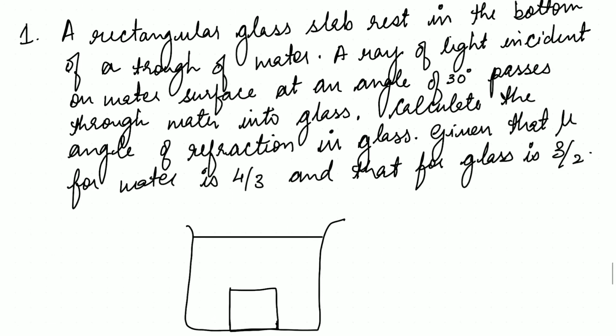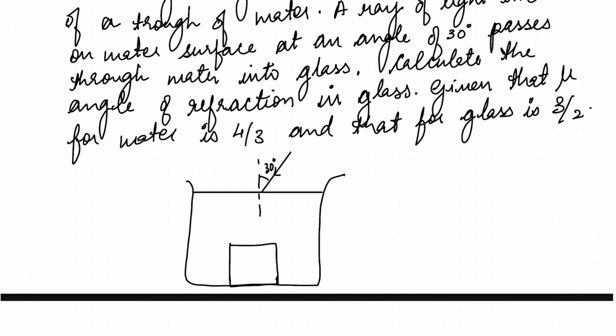Now according to the question, a ray of light is incident on the water surface at an angle of 30 degrees. So here you have a ray of light incident on the water surface. This will be the normal, and this angle is 30 degrees, which is given in the question, right? It passes through the water into the glass. From here obviously it will deviate closer to the normal, something like this. Here there will be a normal and it will deviate even closer, something like this, right?